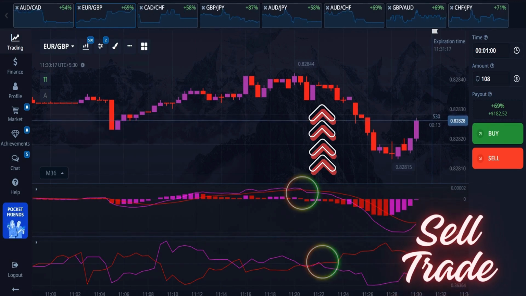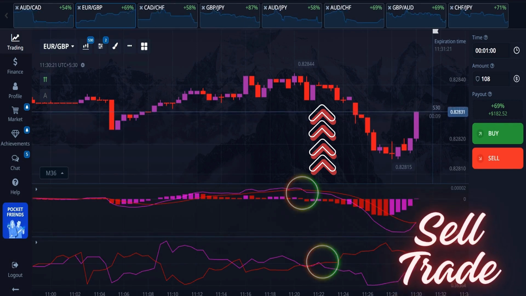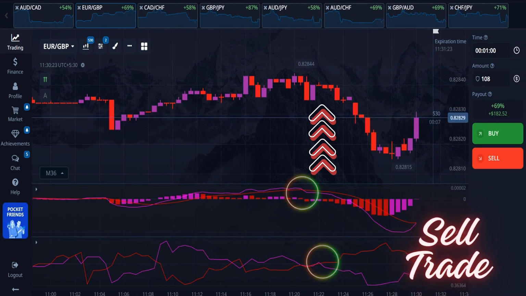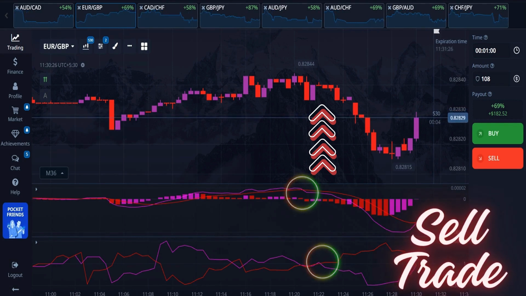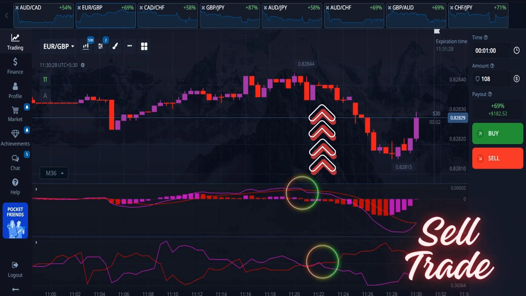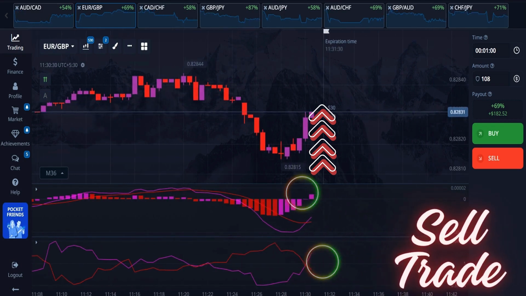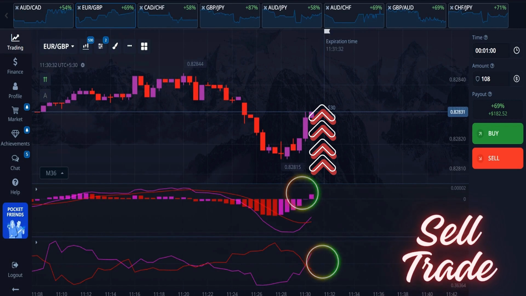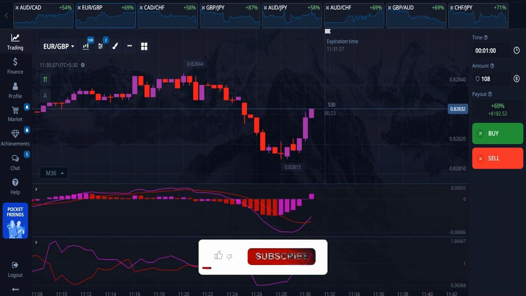Use a 30-second candle time frame and a 2-minute expiry time. Avoid trading during news releases to reduce unpredictable market volatility. Focus on trading during the active European and New York sessions for better opportunities. Now, let's see this strategy in action with live examples. Watch carefully so you understand how to apply it step by step.